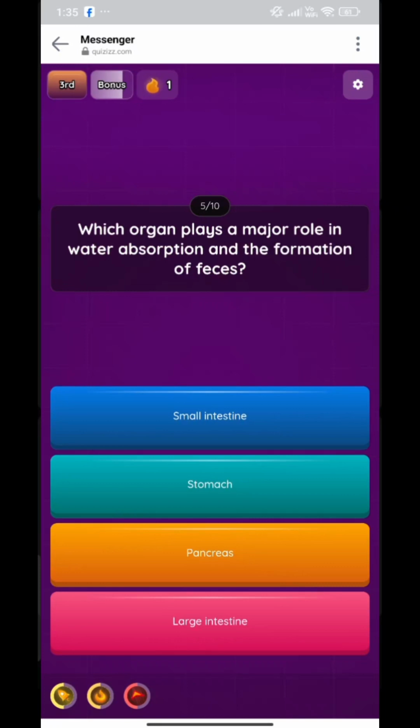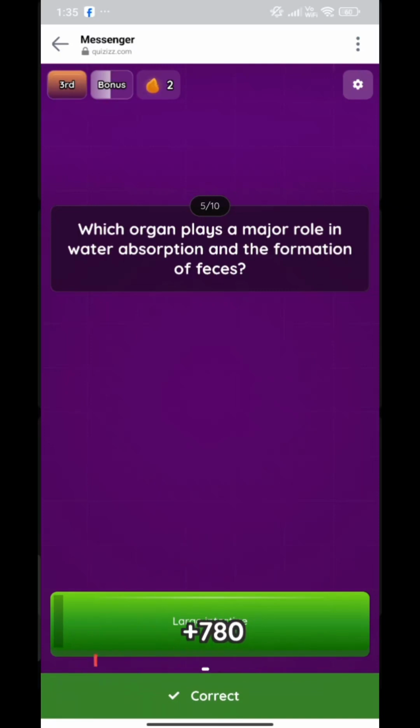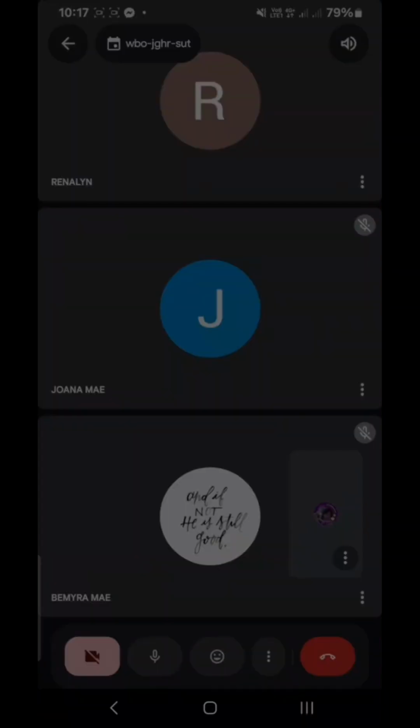Yes, Miss Luana May, what is your answer? It's our large intestine po, ma'am. Yes, that's correct. Large intestine. Very good. You got it right. So give a hand for everyone. So now let's proceed to our activity.